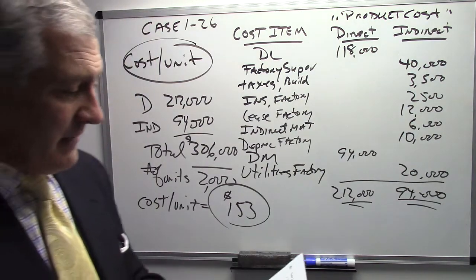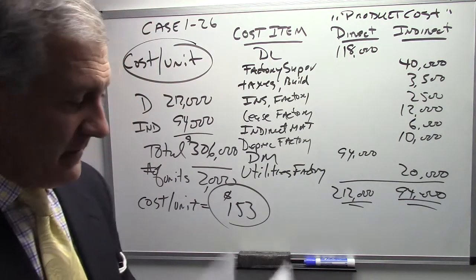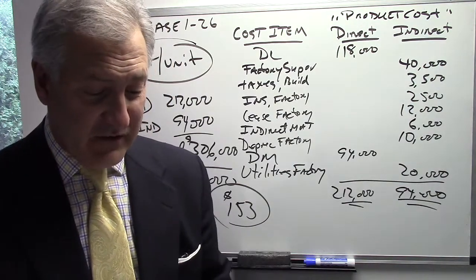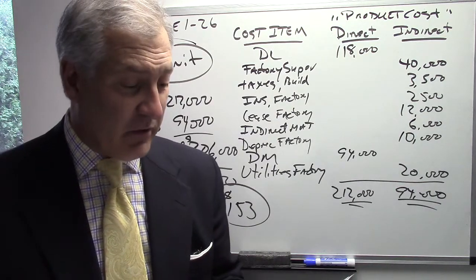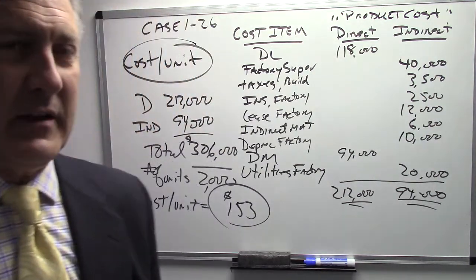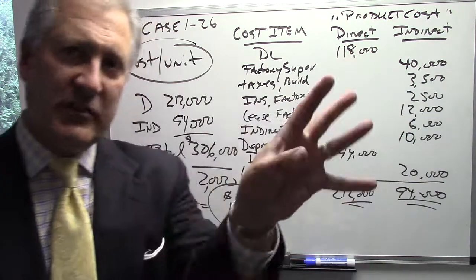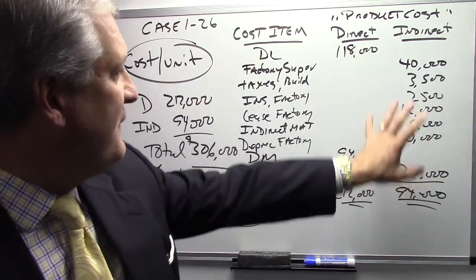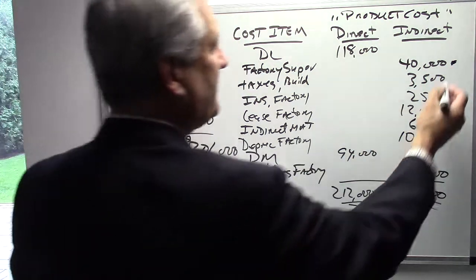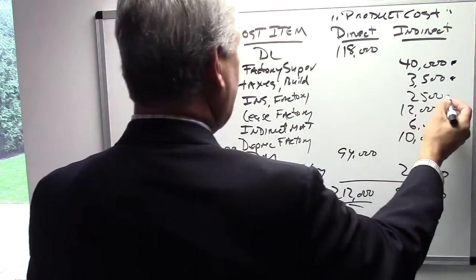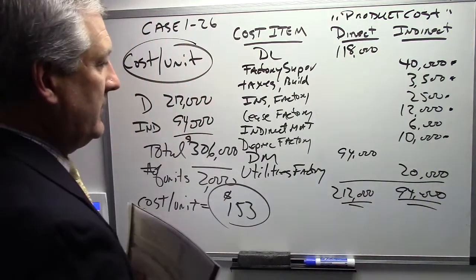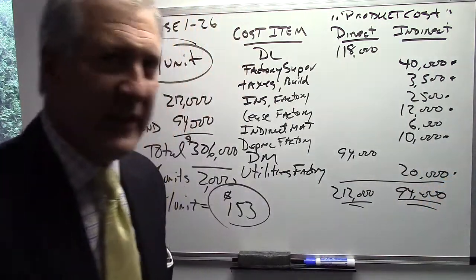Question number 3. It's asking, assume that production drops to only 1,000 sets annually. Would you expect the average cost per set to increase, decrease, or remain the same? Explain. No computations are really necessary, is what they say. So let's understand this here, that we have some fixed costs here, okay? Factory supervision, taxes on the building, insurance on the factory, lease on the factory, okay? Depreciation, utility cost, those are all fixed costs.